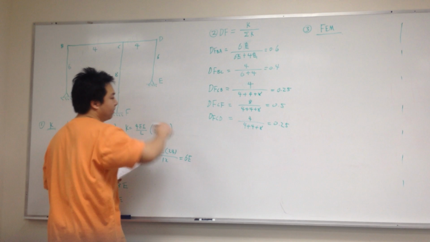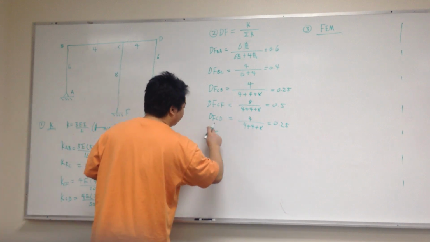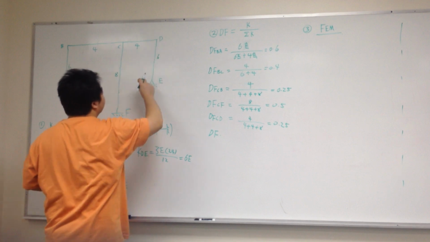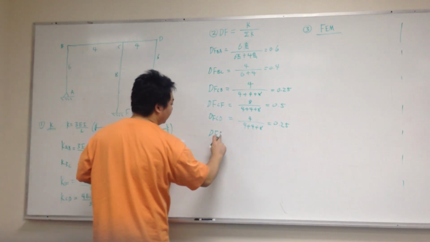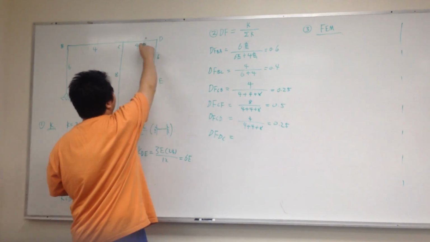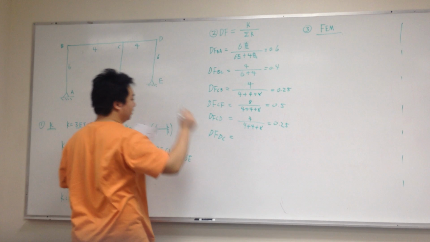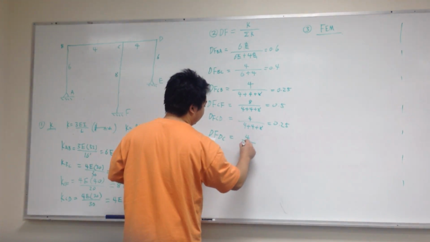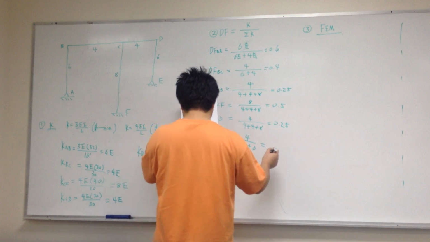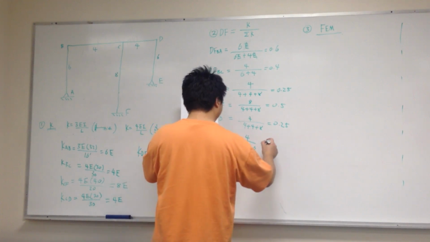So now, we also have CD. So now DC. DC is 4 divided by 4 plus 6, which is DC 0.4.